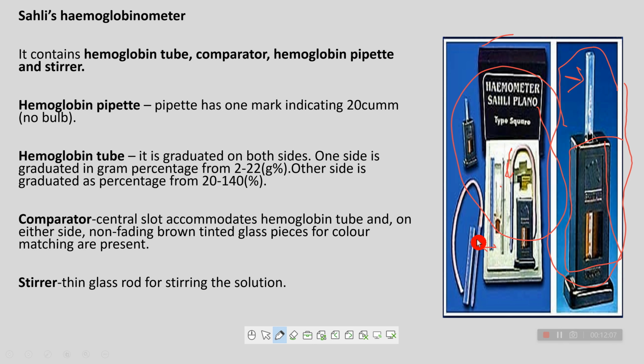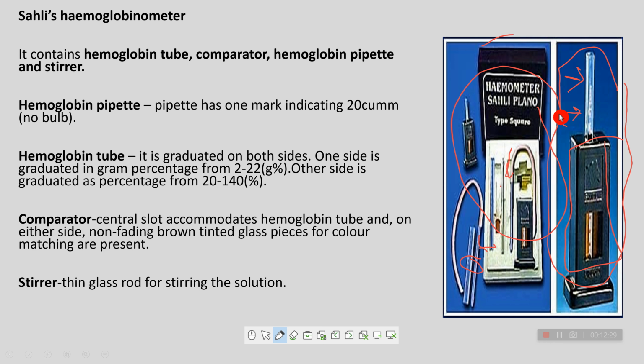This is the hemoglobin pipette. It does not have any kind of bulb. This pipette has one mark indicating 20 cubic per mm. So you have to take a 20 cubic per mm blood sample and mix it with N by 10 HCl.